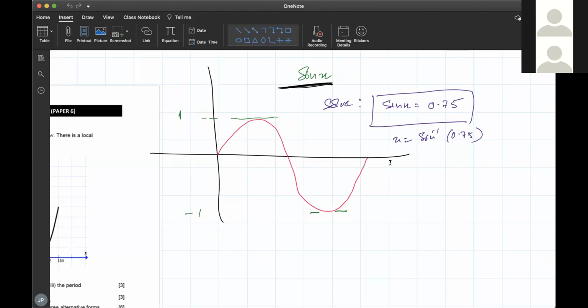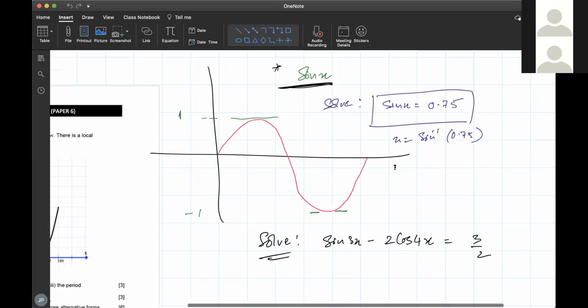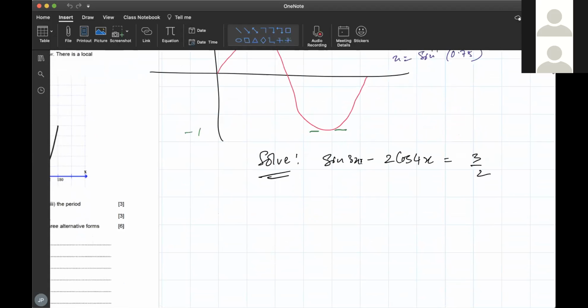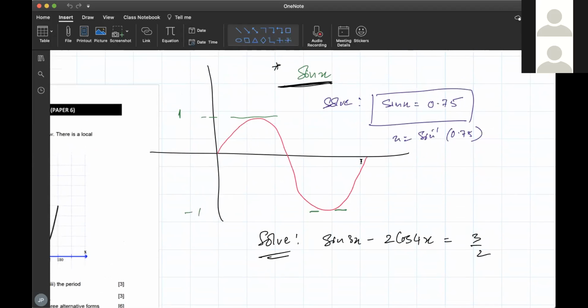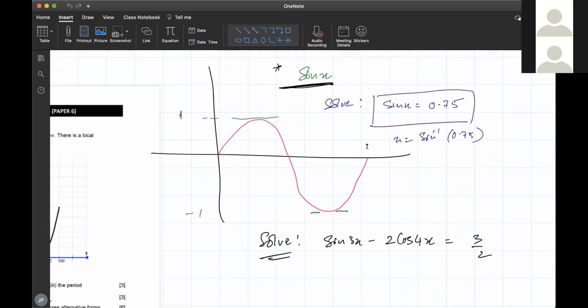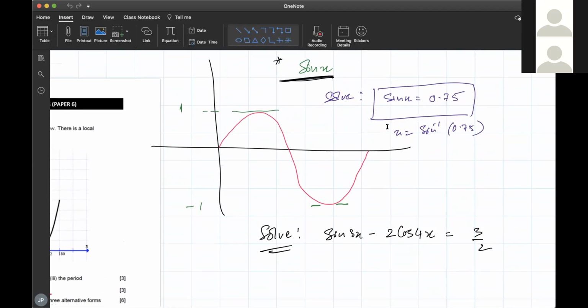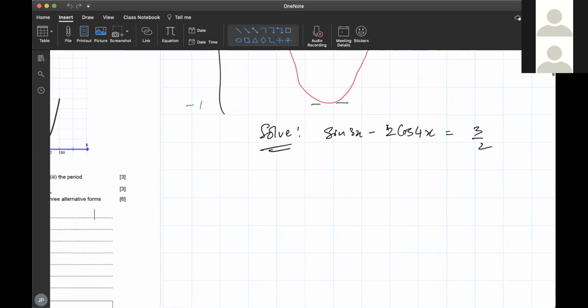What if the question was something a bit more complicated? Something like sine 3x minus 2 cos 4x is equal to 3/2. This is just an extension, but the same idea that you'd use in the simple example, using sliders, we can use here in an equation like this. So that's my objective. This option is not wrong, by the way, x equals sine inverse, but I'm trying to emphasize the use of the slider in more complicated equations.